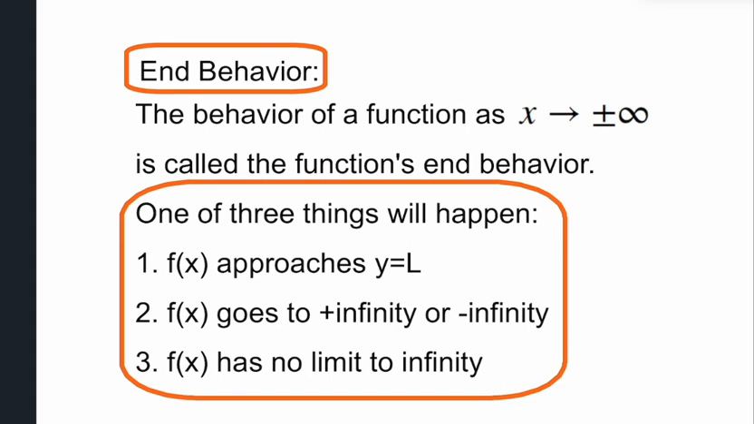So end behavior, only one of three things is going to happen. The ends might approach some horizontal asymptote of L. The ends could go to infinity. Or we might not have a limit to infinity because the function doesn't exist there, like a square root. So remember, if you're taking a limit to infinity, you're just doing end behavior. It's either going to give you a height, it's going to go to plus or minus infinity, or it might not exist. Those are the only three options you have for those questions.